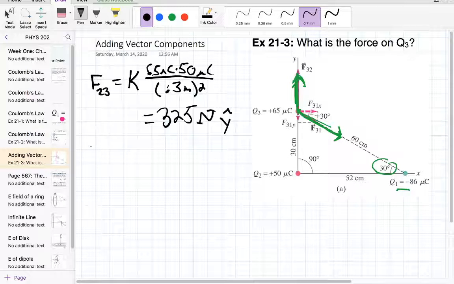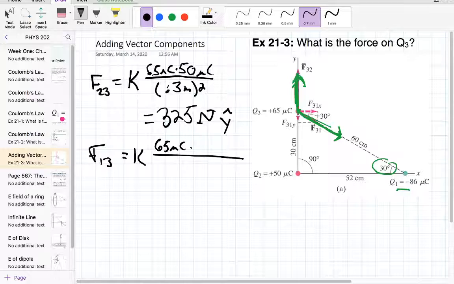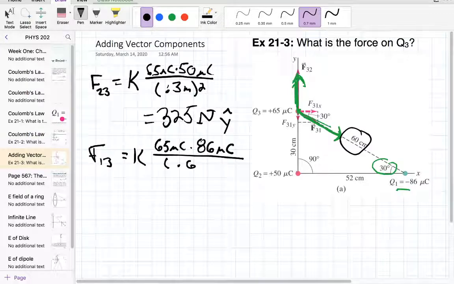Now we can do the same to find the force between 1 and 3. It's going to be the Coulomb constant times the product of the two charges. Charge 3 is still 65 microcoulombs. Charge 1 is equal to negative 86 microcoulombs. We don't need to put that negative in there because we're keeping track of the directions by hand. And the distance between them, they were nice enough to actually calculate the hypotenuse of this triangle for us, is 0.6 meters. And we can't forget to square that.